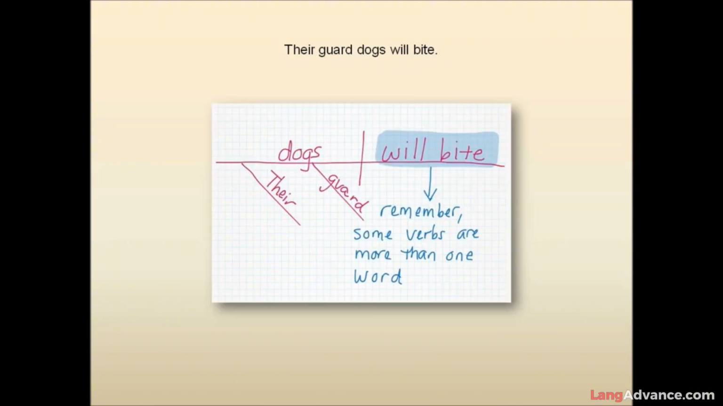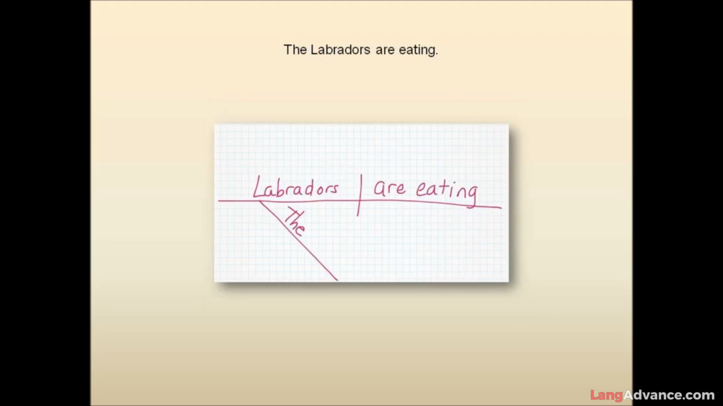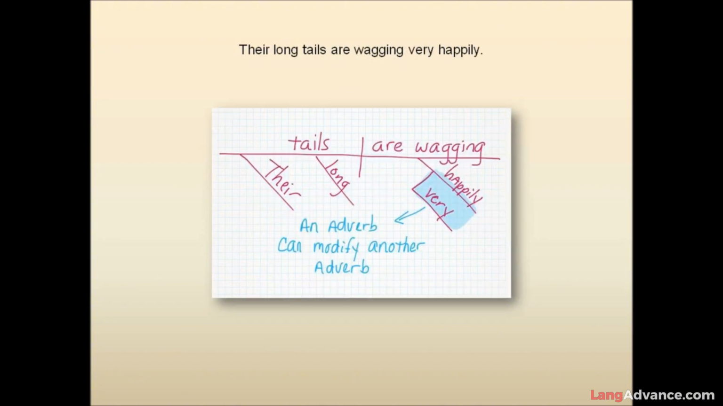Dogs is the subject in their guard dogs will bite. Will bite is the verb. Their and guard both describe the dogs. The Labradors are eating. Labradors is the subject. Are eating is the verb. The describes the Labradors. Their long tails are wagging very happily. Tails is the subject. Are wagging is the verb. Their and long both describe tails.